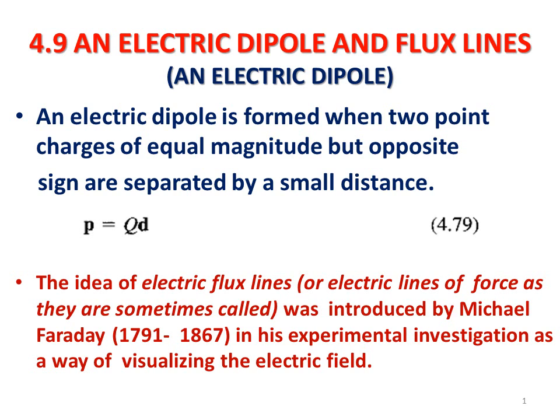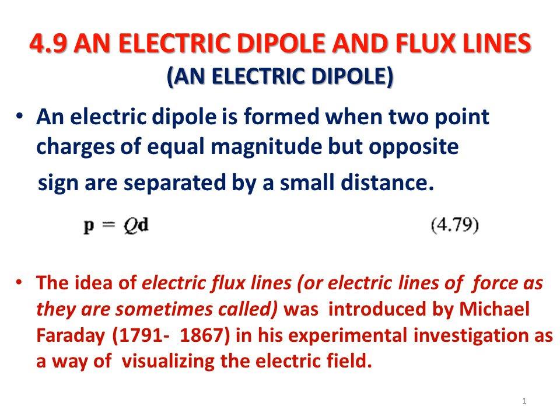An electric dipole and flux lines. An electric dipole is formed when two point charges of equal magnitude but opposite signs are separated by a small distance. They are not moving freely, but they are separated by a small distance and they have opposite charges.